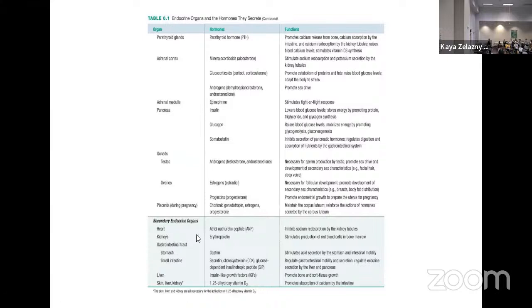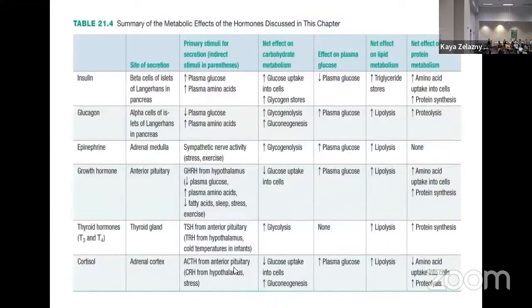Secondary endocrine organs exist. They're organs that have other jobs that are potentially more important than their hormonal signaling. So the heart, the kidneys, the GI tract, the liver, in all sorts of places, as well as the gonads.